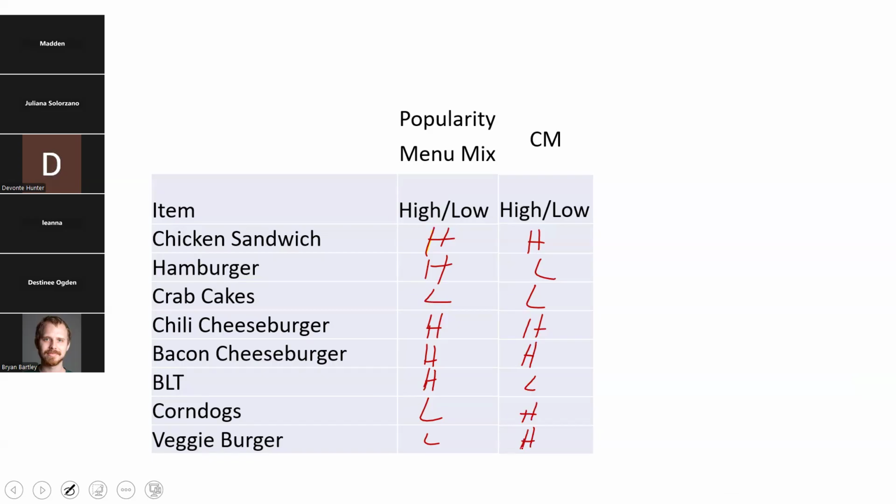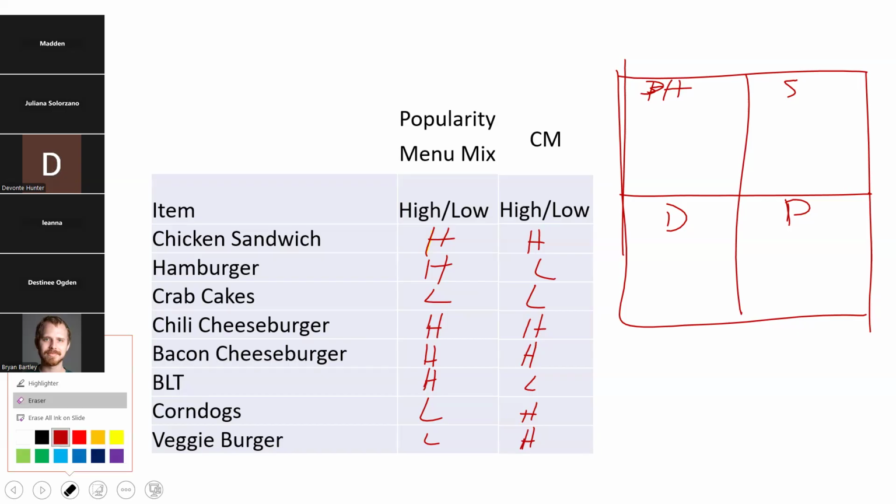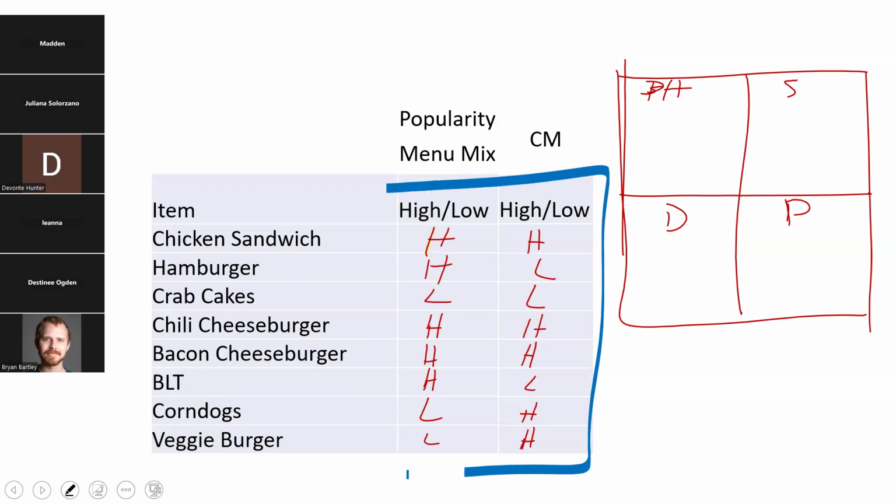So you have the diagram already drawn out, so I'm going to go ahead and draw mine. We have the plow horse, the star, the dog, and the puzzle. Which two categories are probably the easiest if you're going to look at just this information right here? Which two categories are the easiest combinations to see? High, high, and low, low. There we go.